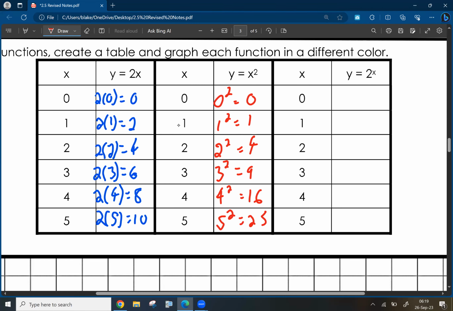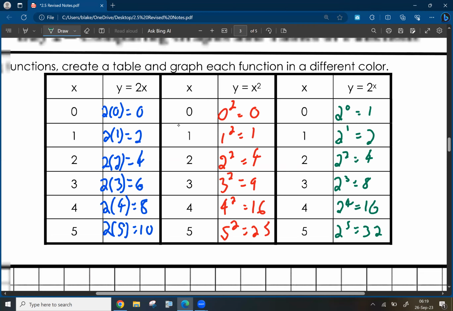And then finally, we have the exponential. So we have 2 to the 0 power, which is 1. 2 to the first power, which is 2. 2 to the second, which is 4. 2 to the third, which is 8. 2 to the fourth, which is 16. And 2 to the fifth, which is 32.